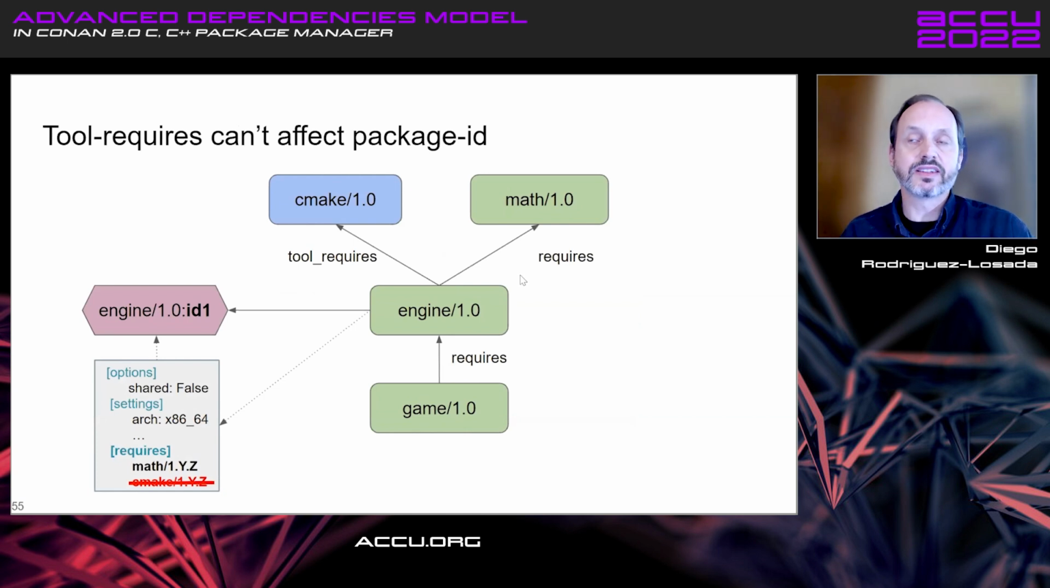That basically means that this is a chicken and egg problem. For knowing when we want to expand the dependency graph to add the tool requires, we first have to compute the package ID. And that means that all the tool requires cannot be part of the package ID.